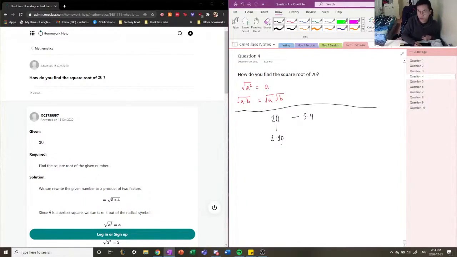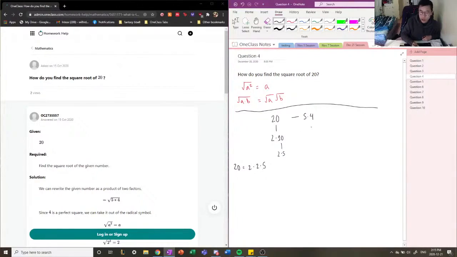So what are the factors of 10? Well, it could be 2 and 5, right? So now if we look at this, we see that 2 and 5 are both prime numbers, so we have now found the prime factorization. So 20 is equal to 2 times 2 times 5.